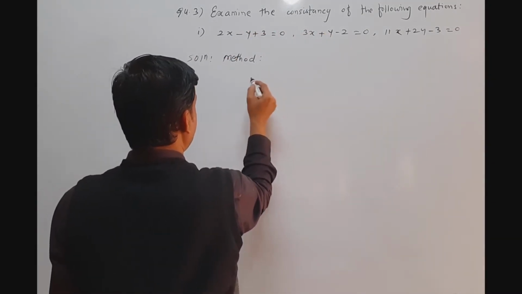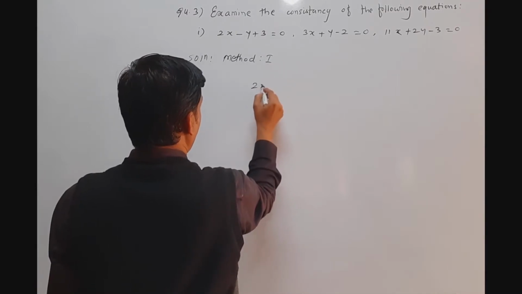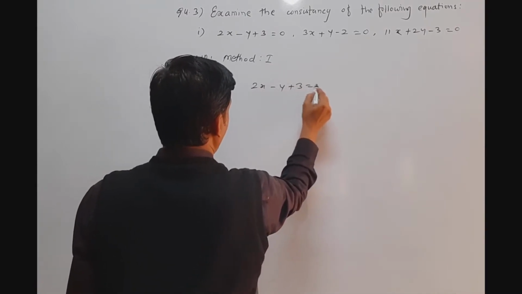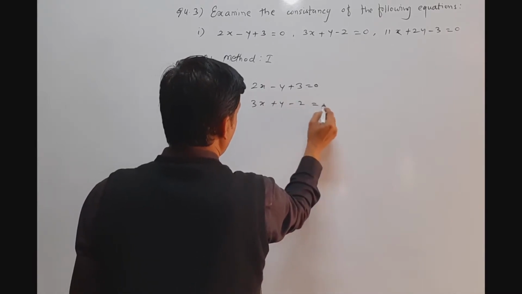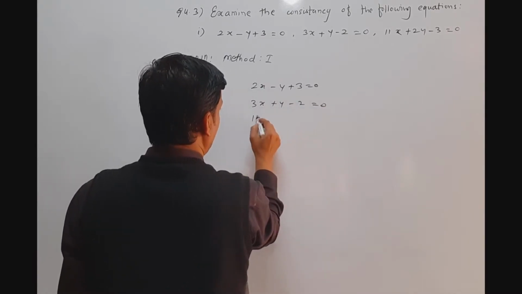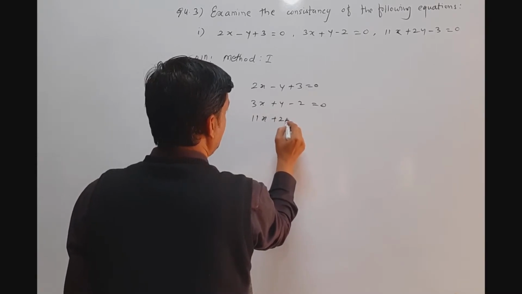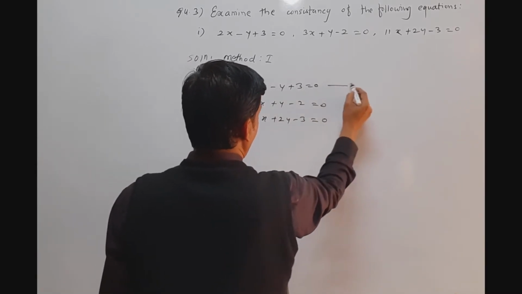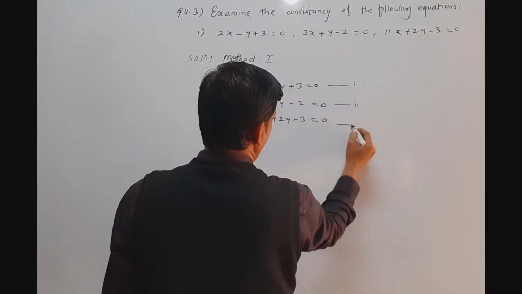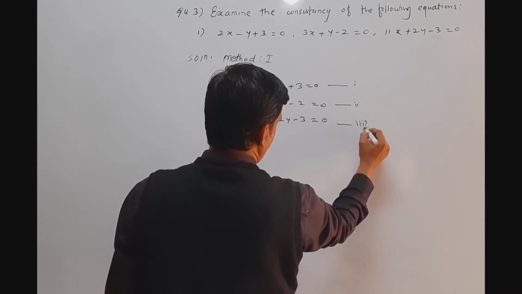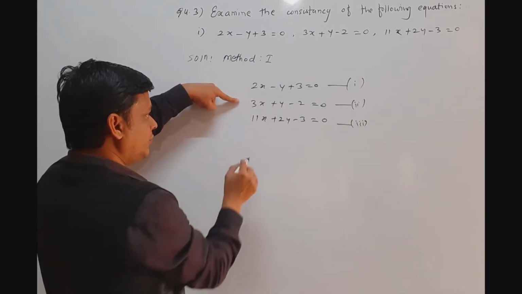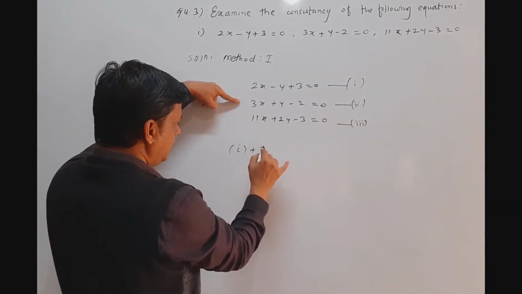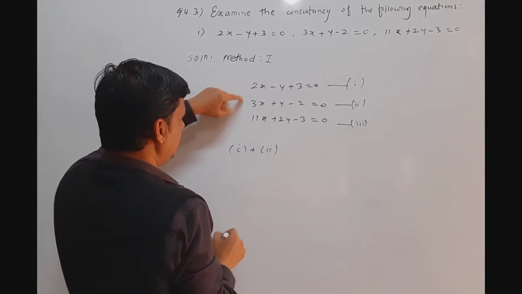So the given equations are, method 1: 2x minus y plus 3 equals 0, 3x plus y minus 2 equals 0, 11x plus 2y minus 3 equals 0. We denote the first, second, and third equations for the given equations. Now we add equation 1 with equation 2.